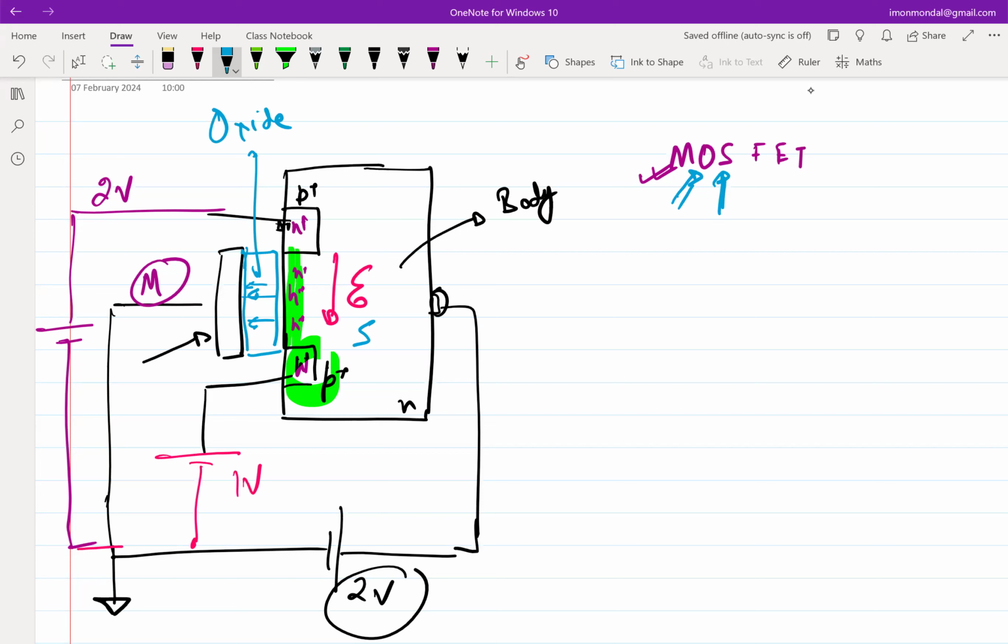Now, you will soon understand why the terminology transistor came into being in another 15-20 minutes. But essentially, this is the name of the device. It's called a MOSFET in abbreviation.